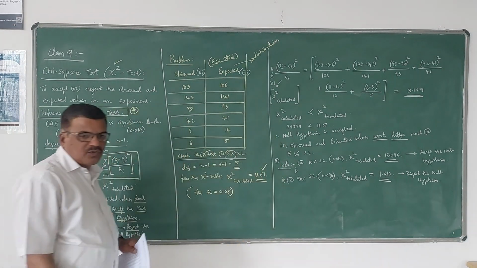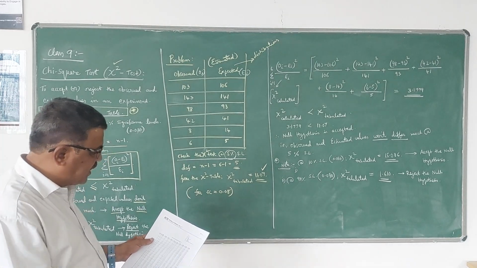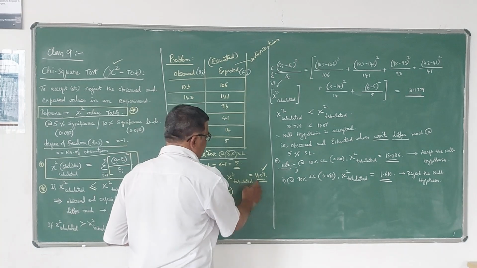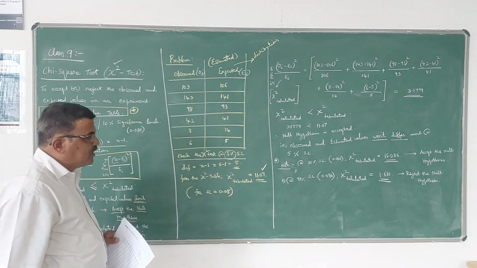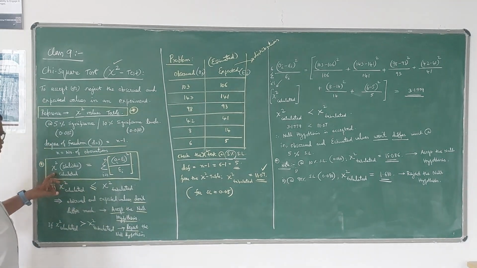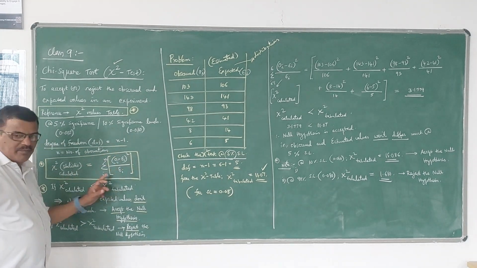11.07 is the value of chi-square tabulated from the table. So you can refer to the table directly. This is the tabulated value. Now if you want the calculated value, that is chi-square calculated, you have to use this formula.